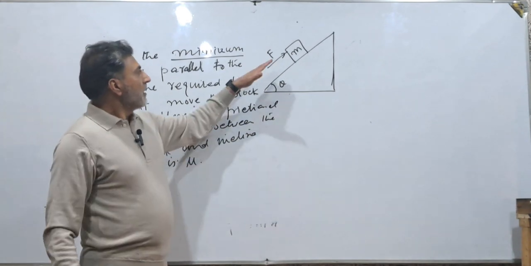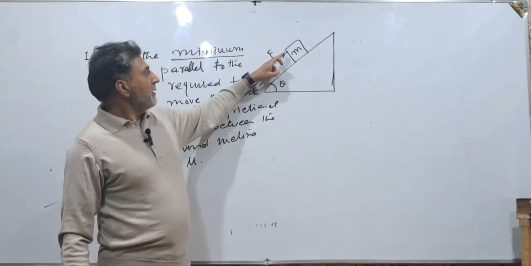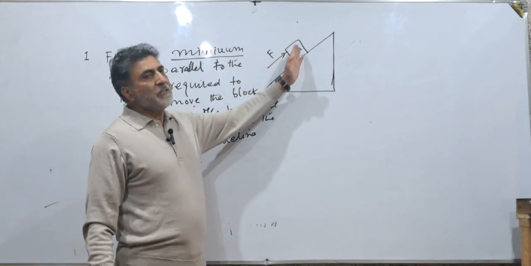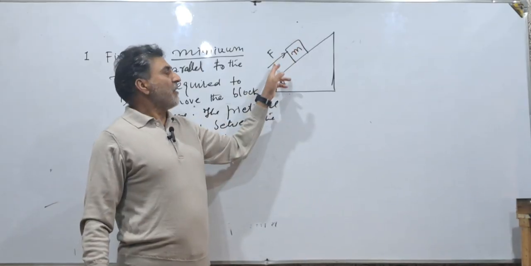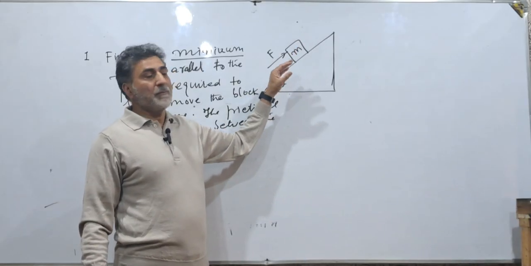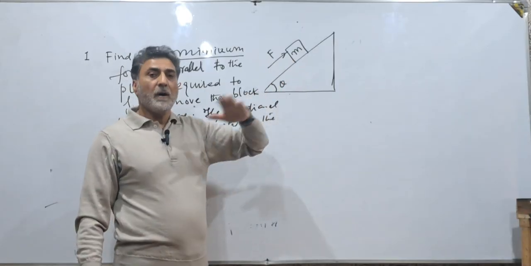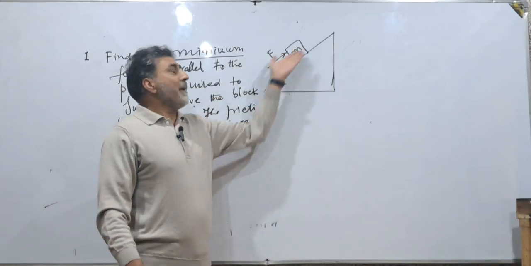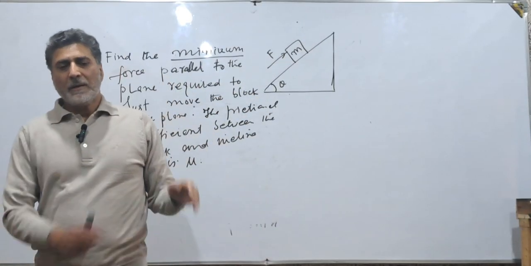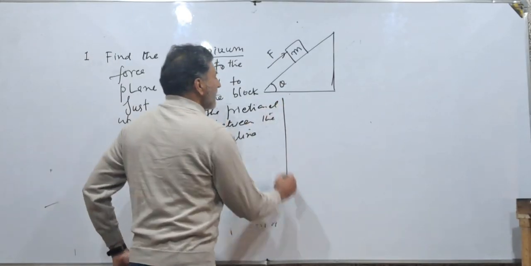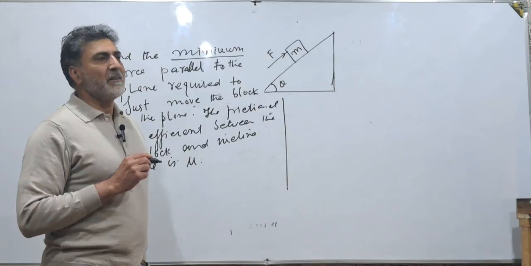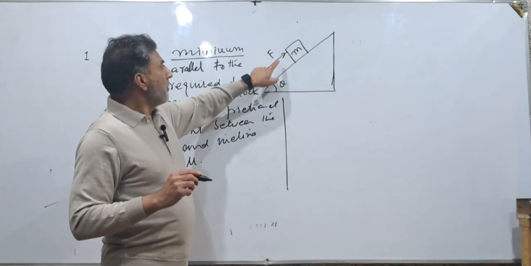Question ये है कि how much force I need to give to this block so that it just moves up with constant velocity. Means I have to apply minimum force. If I apply force more than the minimum value, it may accelerate in the upward direction. But I have to apply minimum force so that it moves up. So, what are the possible forces acting on the body barring this F?